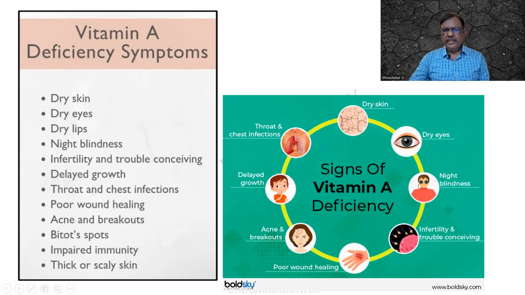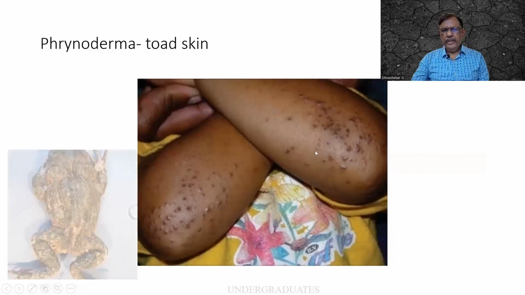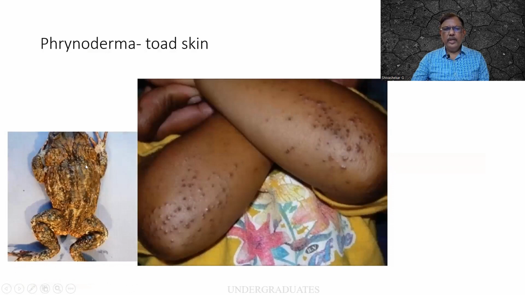And this is just, again, a picturesque view of the same, thanks to Bold Sky. Now, the skin of this patient is having multiple small, firm nodules. There is no ulceration or the like. And it produces some kind of a coarse skin that has been described as toad skin. So this kind of an appearance is called phrynoderma.